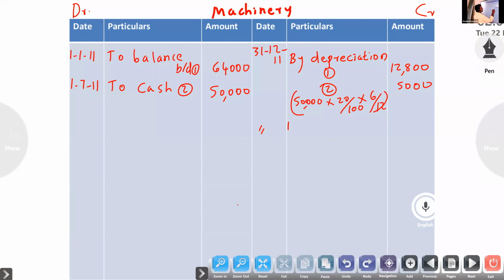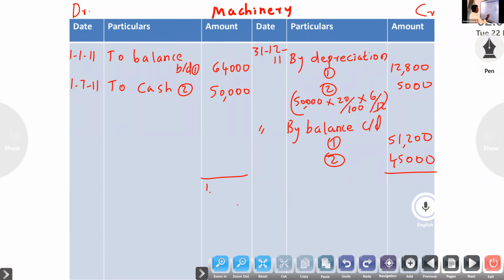So by balance c/d, 64,000 minus 12,800, 51,200. Second one, 50,000 minus 5,000, 45,000. Then 1,14,000. Okay, here 20% is the depreciation.